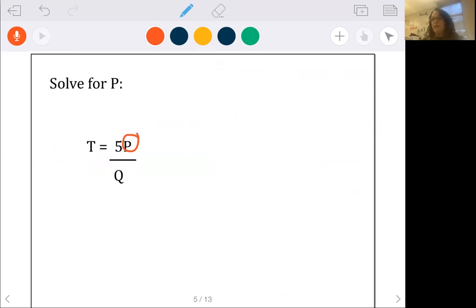Well, then you need to unwrap it and get rid of everything that's in the way by doing the opposite. So the first thing you should do is, since that's divided by q, you should multiply by q. That'll wipe it off, right? And since it's 5 times p, you should divide by 5, right? So if you were to do a rewrite on this, you'd have q times t equals 5 times p.